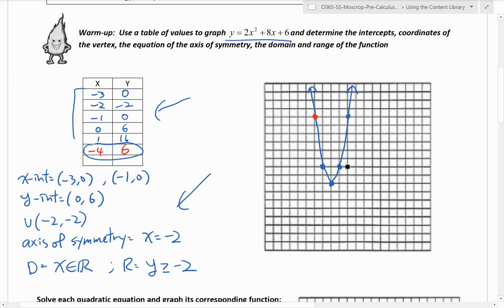I can use the fact that quadratic functions are symmetrical, right? The graph of the quadratic function is symmetrical. So once I see this is my vertex right here, I see these two are the same. That means these two will be the same as well, and so that will be 6. The x value will be 1 less than -3, which is -4. And that's why I have this pair of coordinates. Okay, so there's my graph. That's what we did last time.